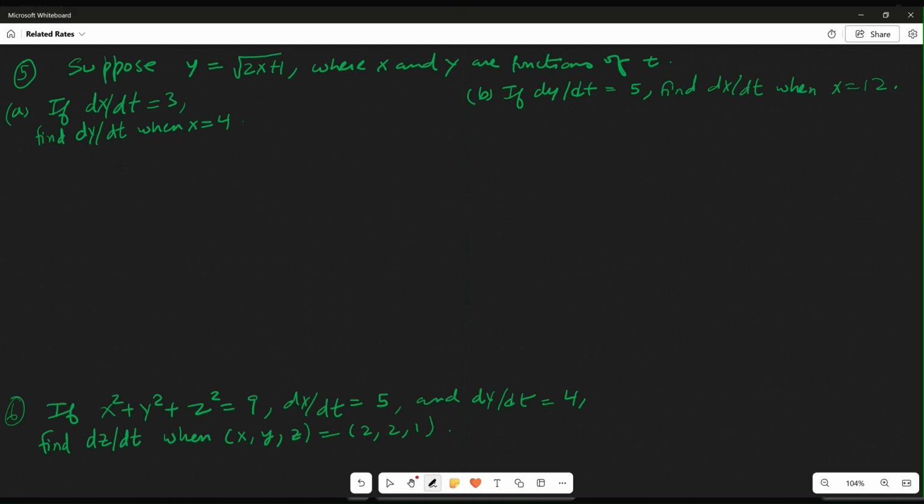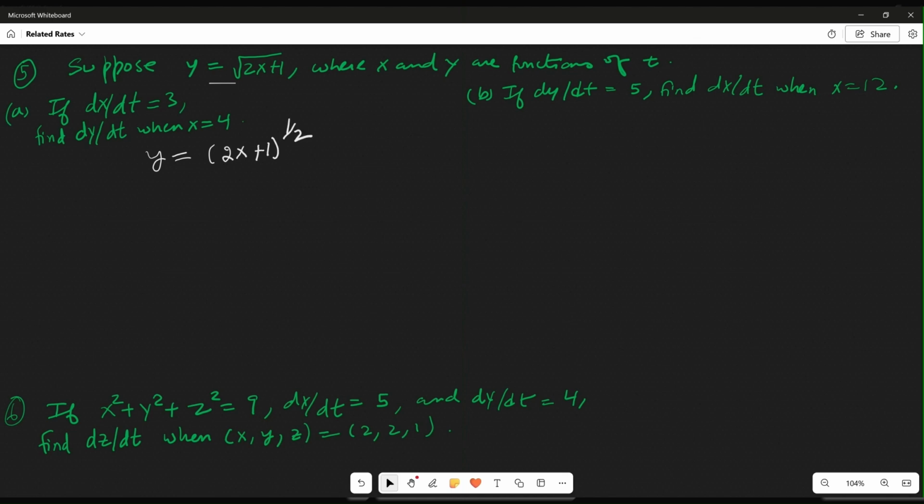Just reading the problems, suppose y is this function where x and y are functions of t. We have to solve number A. If dx/dt, the change in x, is 3, find the change in y when x is equal to 4. The very first thing we are going to do, as we have done previously, this is a continuation of the first video before this about related rates. Let's first rewrite this function in the simplest form, or however you prefer.